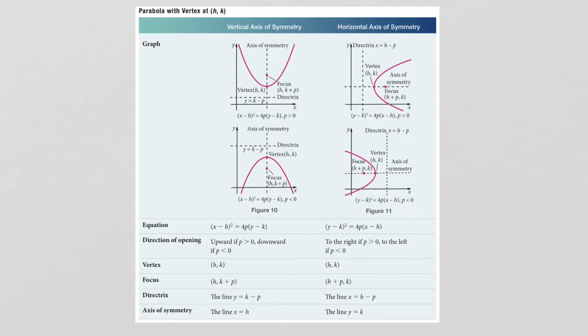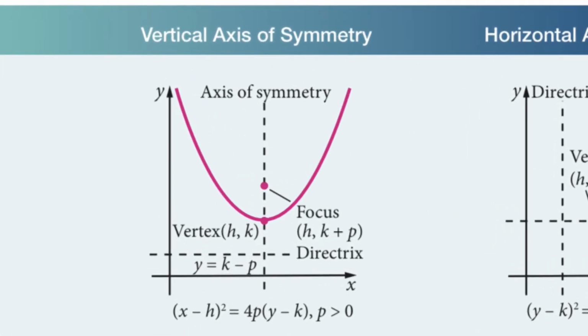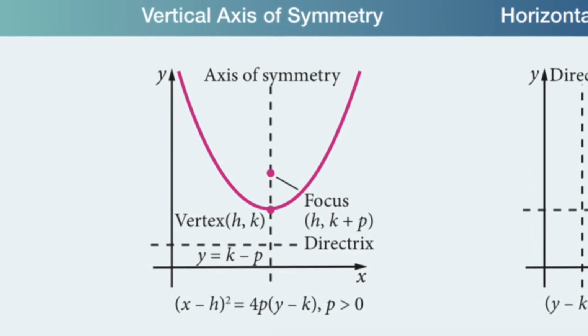Now we're going to add one final twist to our whole discussion here. What happens when the vertex of your parabola is not at the origin? So let's assume the vertex of your parabola is at some point which we will call (h, k). What is the equation of that parabola going to look like?